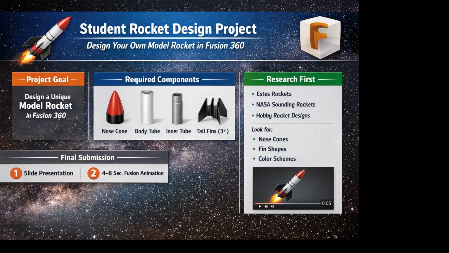Your rocket needs the same parts: a nose cone, a body tube, an inner body tube, and tail fins. Feel free to add more, but at least those four minimum.